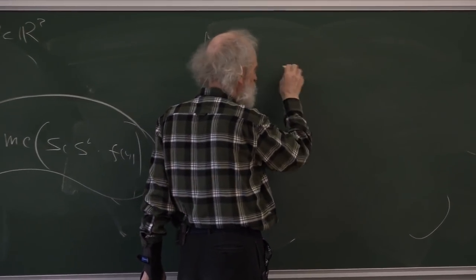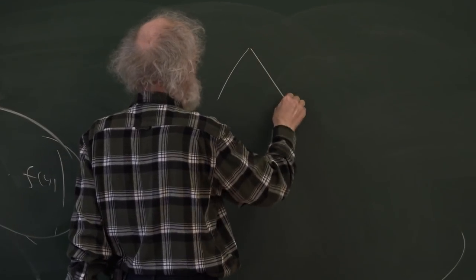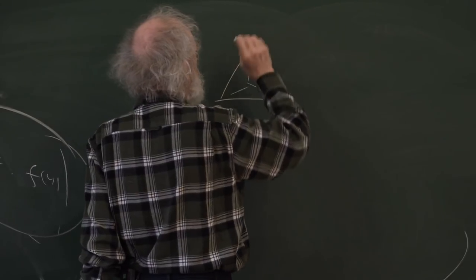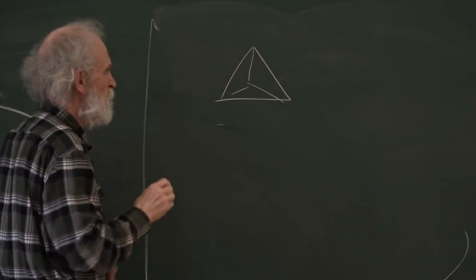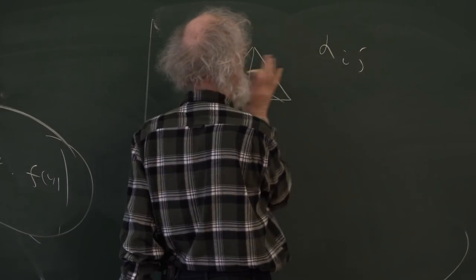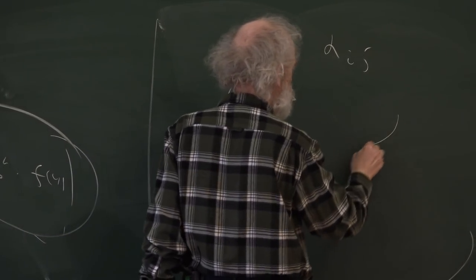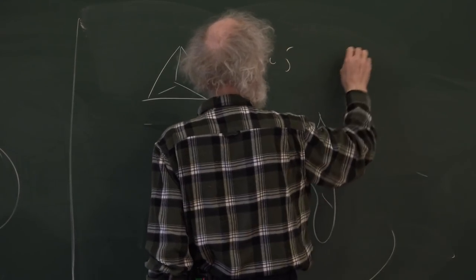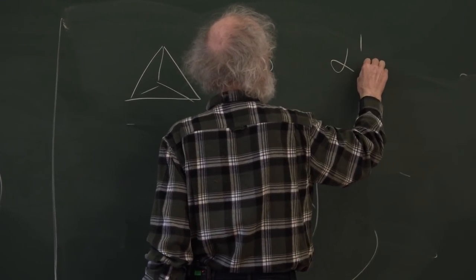So let me give an example. I already mentioned that. If we have a simplex, an n-dimensional simplex in Euclidean space, it has some dihedral angles. So there are faces, and there are dihedral angles between these faces. And now imagine I have a curvilinear simplex, and it has other angles.